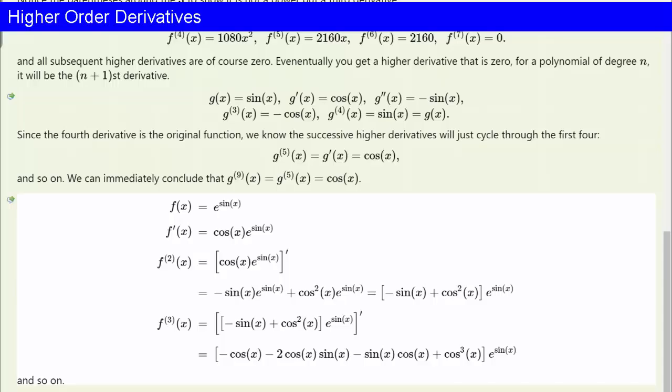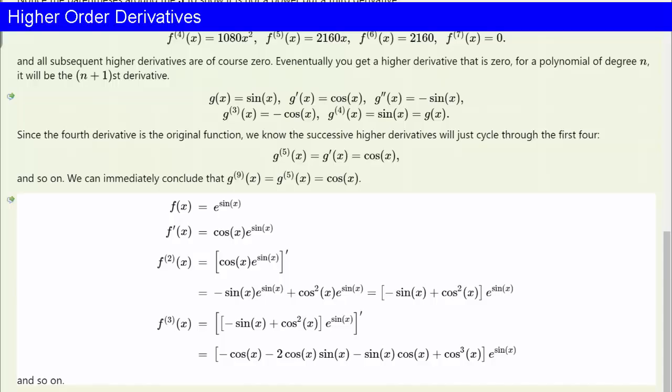Consider the function f of x equals e to the sine x. The first derivative isn't too bad. That's just cos x e to the sine x using the chain rule. But now you have to use, for the second derivative, the product rule combined with the chain rule on the exponential. So you get minus the sine of x times e to the sine x plus cos squared x times e to the sine x. Still not too bad because you can factor out e to the sine x and your coefficient is minus sine x plus cos squared x.